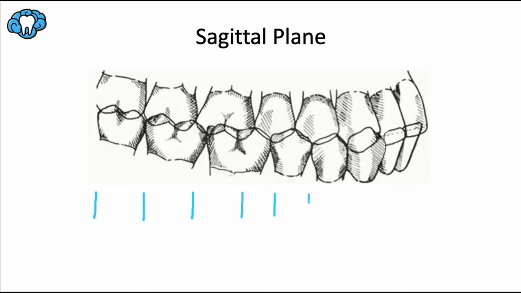And the second high yield fact is that all teeth occlude with two other teeth. So this tooth contacts this tooth and this tooth, this tooth contacts this tooth and this tooth, this tooth contacts this tooth and this tooth, except for the mandibular central incisor and the maxillary third molar. Both of these teeth only contact one other tooth.